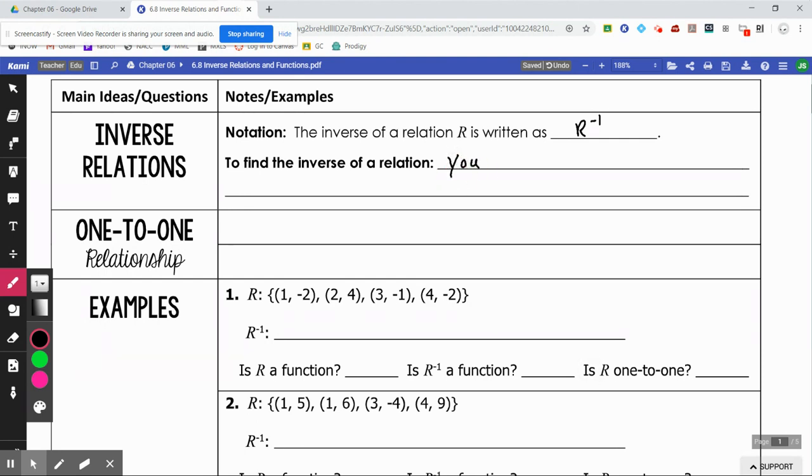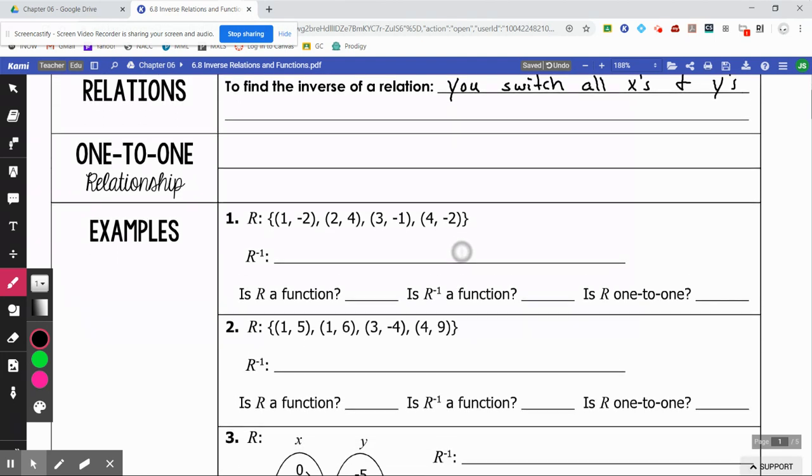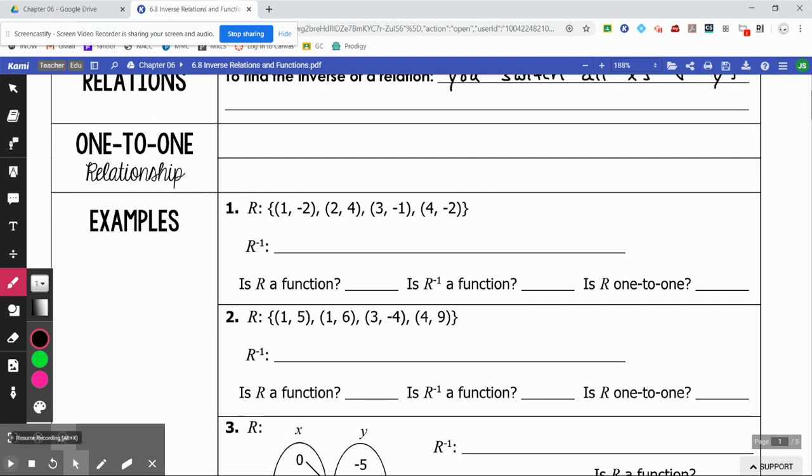You simply switch all x's and y's, or you switch your inputs and your outputs. They don't have to be x's and y's, they might be p's and q's, but you switch your inputs with your outputs. One-to-one relationships.